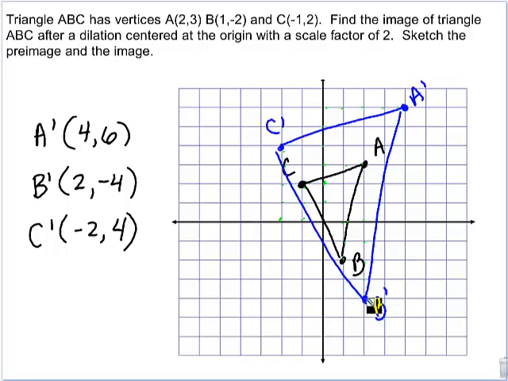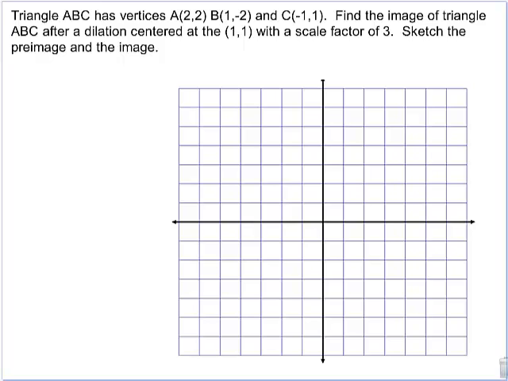That's going to be the method we're going to have to use when we're not centered at the origin, which will be our next example. When you're not centered at the origin, you have to count like that. So here we have triangle ABC with vertices A at 2, 2, B at 1, negative 2, and C at negative 1, 1.